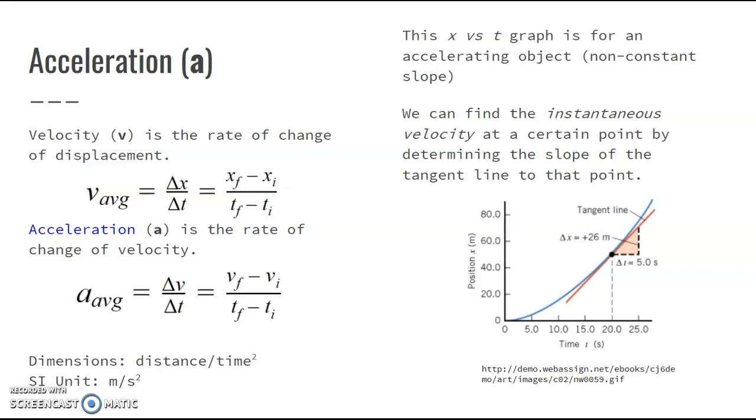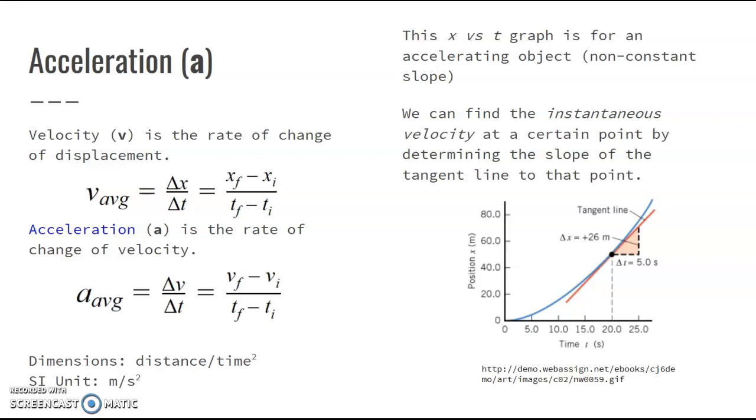Looking at dimensions here, we've got in our numerator velocity, so that's meters per second, or distance over time. And in our denominator, we have just time. So we have distance over time divided by time, giving us distance over time squared, which would then have SI units of meters per second squared.